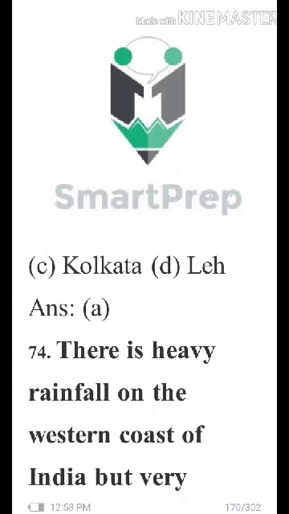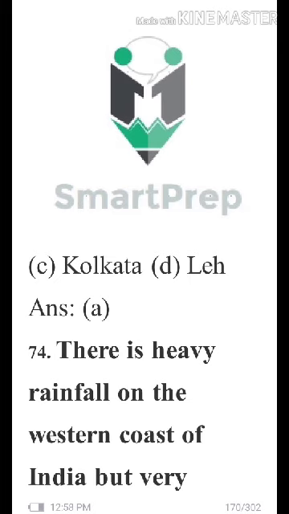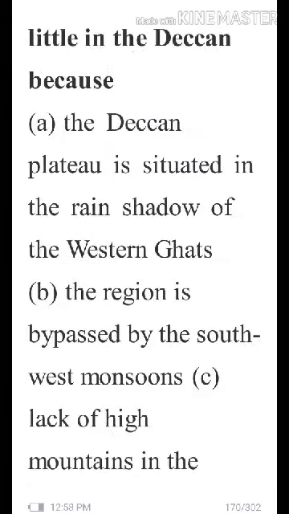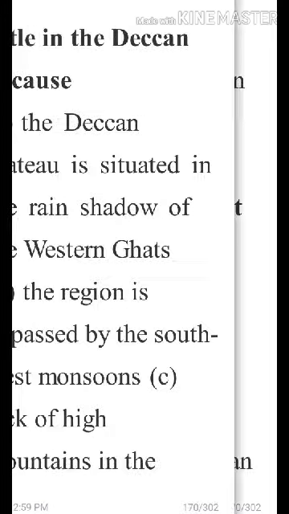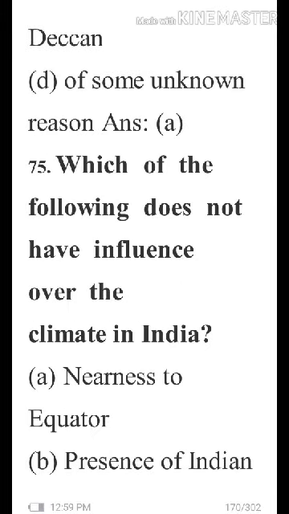There is heavy rainfall on the western coast of India but very little in the Deccan because the Deccan plateau is situated in the rain shadow of the Western Ghats. Next, 75th question. Which of the following does not have influence over the climate in India?